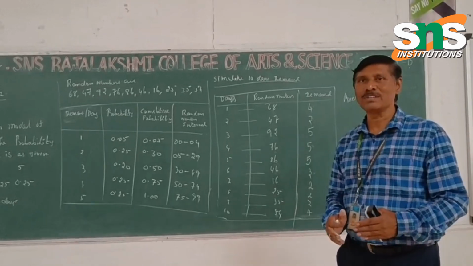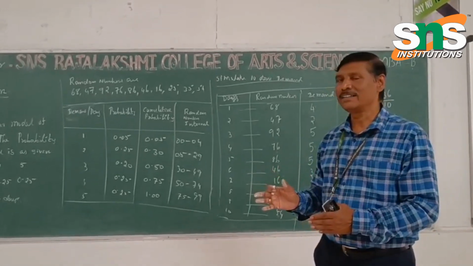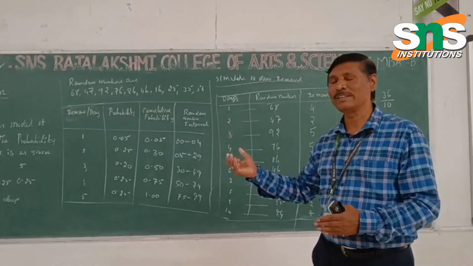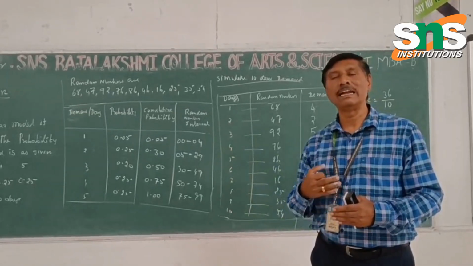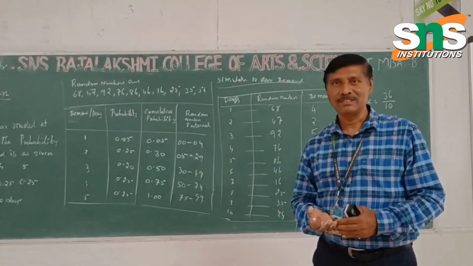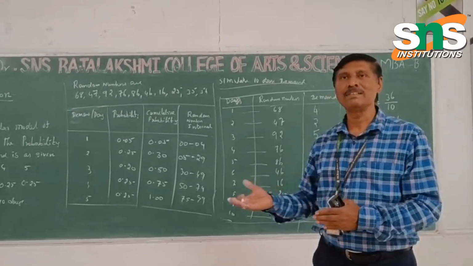So what is the conclusion? From the given data, 5 days and their corresponding demand probabilities are given. Using this data, we simulate the demand for 10 days. Using that, we calculate the average for each day. So that is the use of this simulation model.